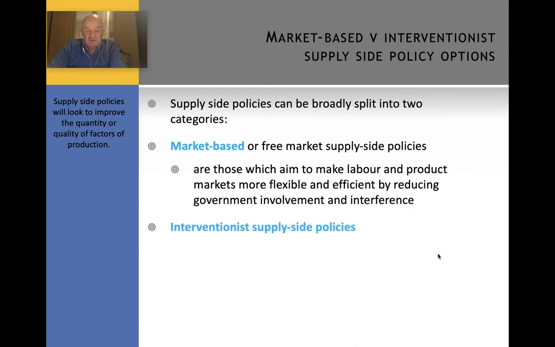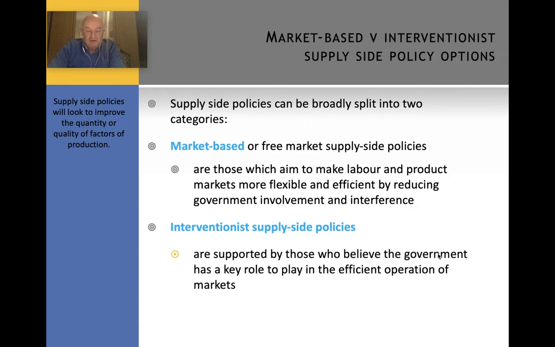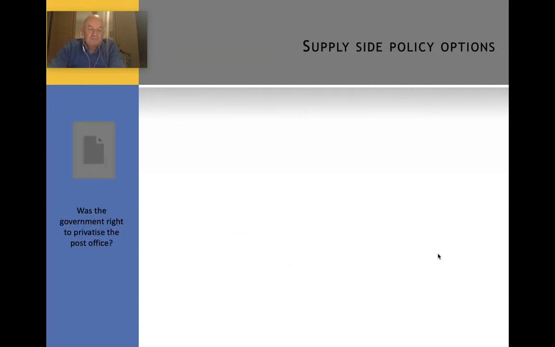And then we've got interventionist supply side policies, and that's essentially where the government has a role to play in the efficient operation of markets. And we've talked about some of the reasons why that might be, to avoid negative externalities, or also to avoid market failure. And to be fair, in most instances, a combination of both market-based and interventionist-based supply-side policies tend to work best when we look at both sides and try and create some harmony between the two. So let's have a look at some options then.